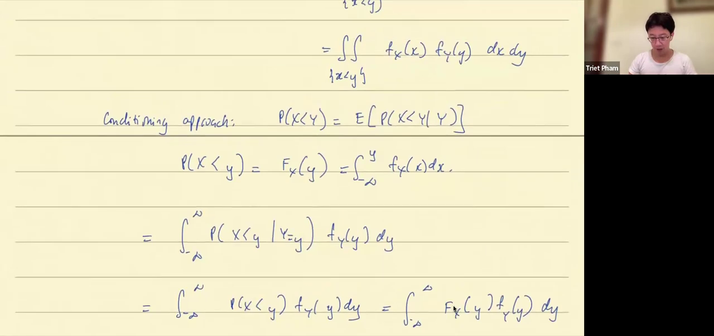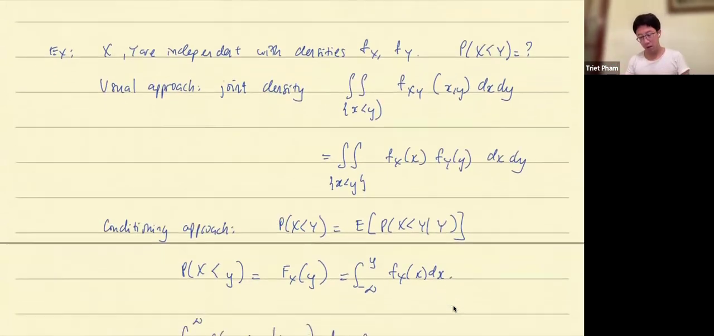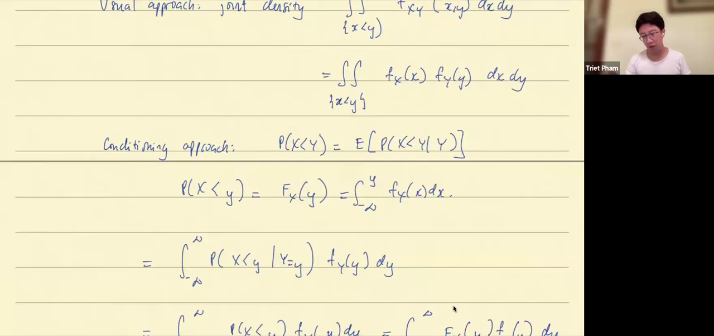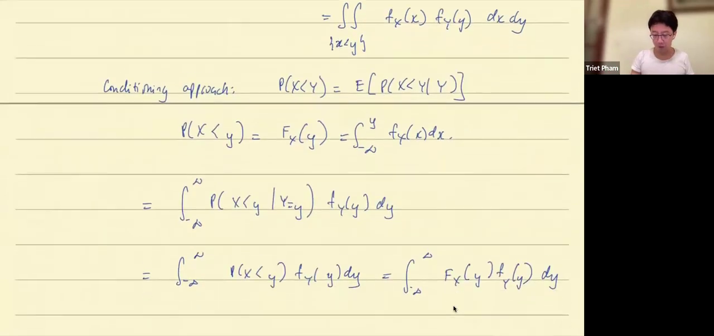But this is just a demonstration of a conditioning approach to calculate something involving X and Y. The point is that what you learn in 477, the standard curriculum, would tend toward the joint density calculation. As far as I know, most people, when they're used to things, tend to favor the conditioning approach, but whichever one is fine.